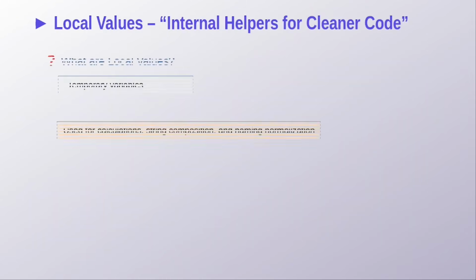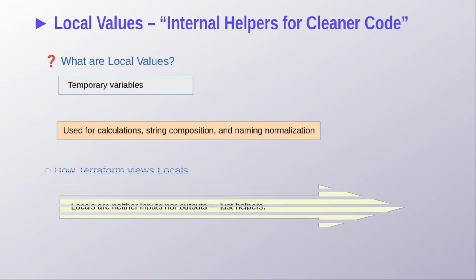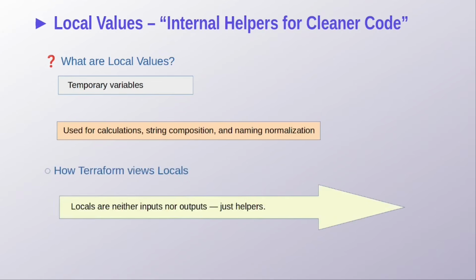Local values. What are locals? Local values are temporary variables used for calculations, naming, and composing values. How does Terraform see locals? Terraform thinks locals are helpers, nothing more. Locals do not create resources, are not outputs, and do not affect the graph unless used by resources.